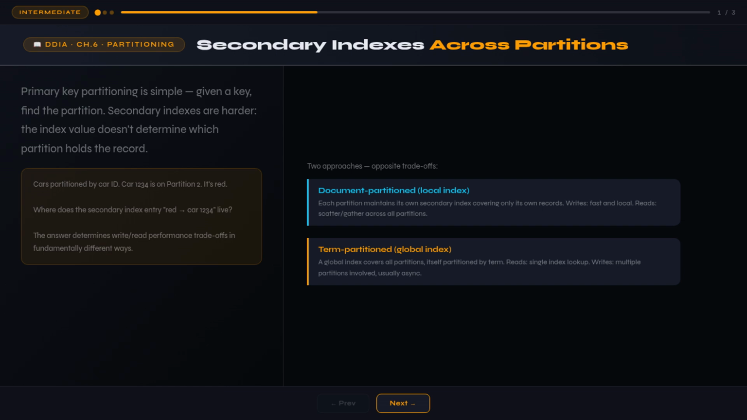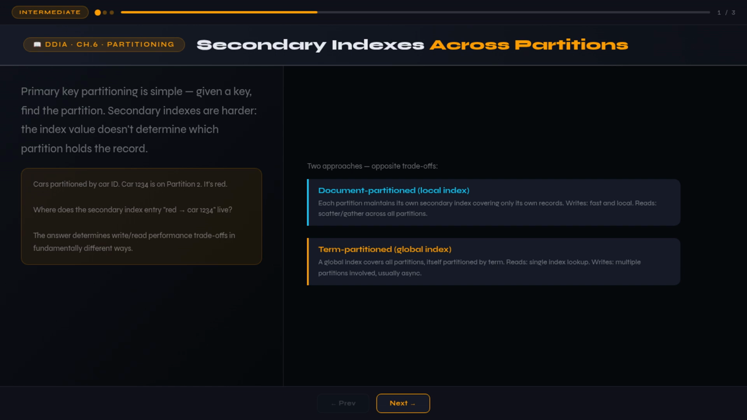The book describes two approaches, with names that are precise about where the index lives. Document partition secondary indexes, also called local indexes, keep the secondary index collocated with the partition. Each partition maintains its own index covering only the records in that partition. Partition 2 has an index saying red cars in partition 2, IDs 1234, 5678. Partition 5 has an index saying red cars in partition 5, IDs 9012. The indexes are local, partial, and independent.